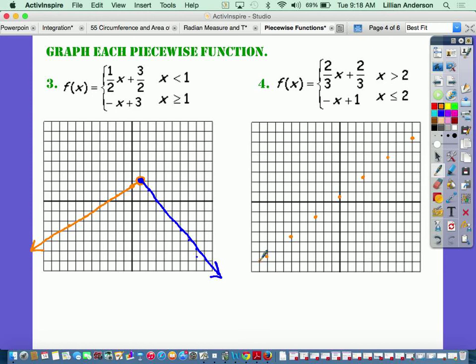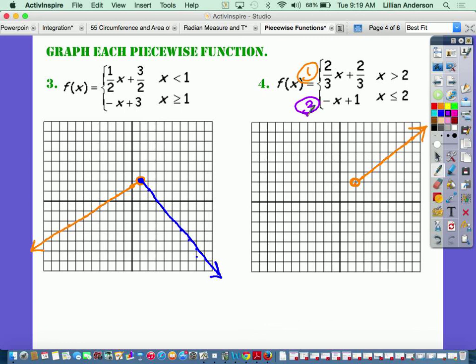Which values am I concerned about? Greater than 2. So I go to 2. What do I need at 2? Open or closed? Open. And I want all the values that are greater than it. So I go up. And I erase everything else. Okay, so that was perfect.